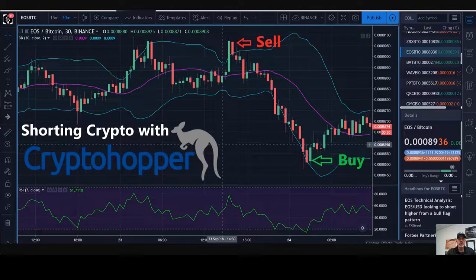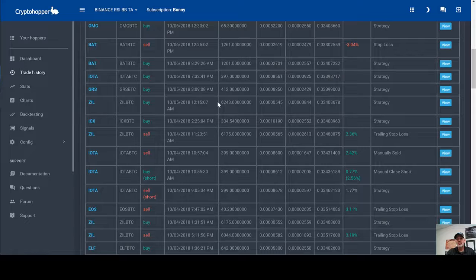So let's jump over to our actual hopper. We aren't just going to talk about it. We'll show you how we actually execute some of these trades.